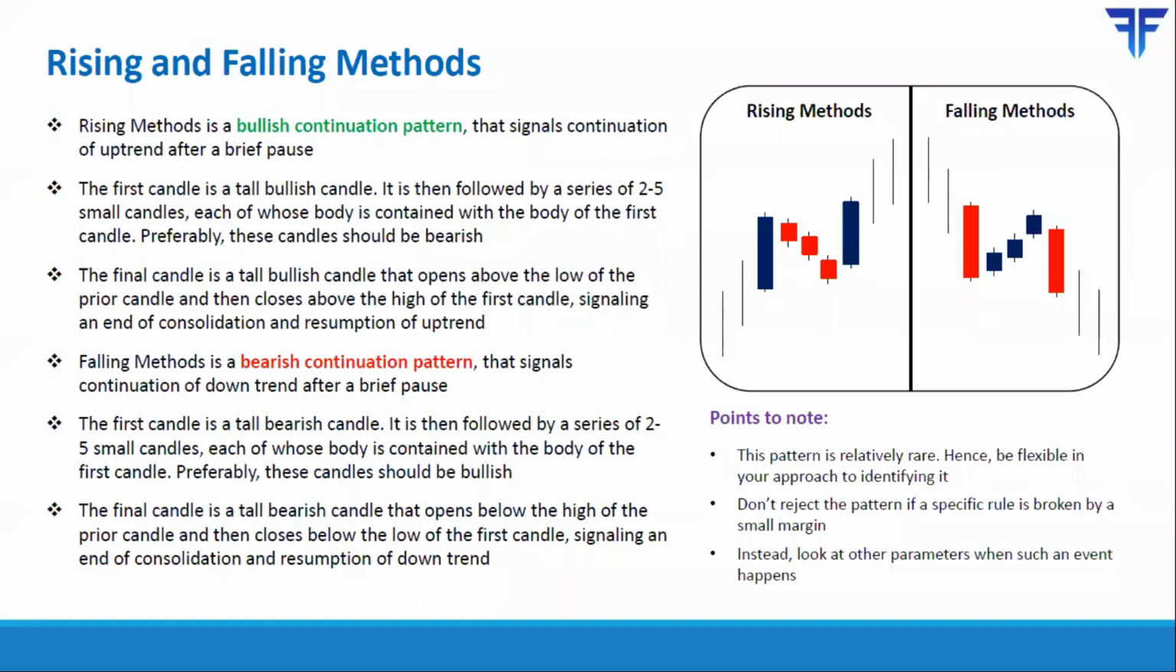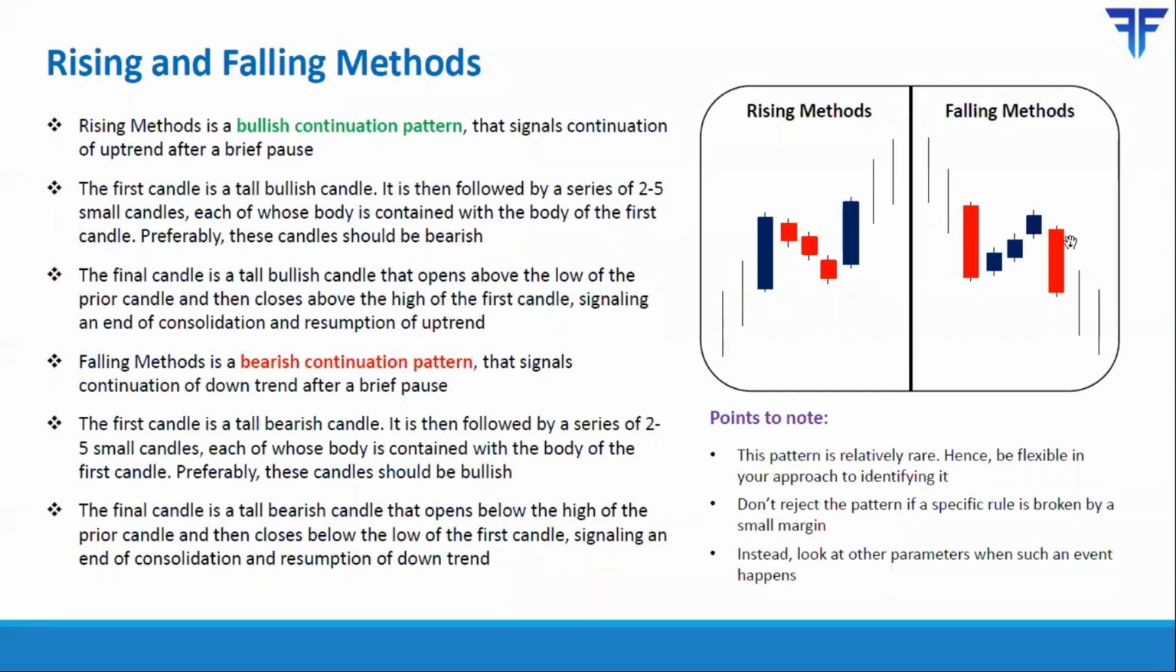Now the opposite of this is something that is called falling methods. Falling methods is a bearish continuation pattern which appears during a downtrend. The first of the several candles of this pattern is a tall bearish candle which has a tall bearish body. It tells you that the selling pressure is very strong at the time of the completion of the first candle. This is then accompanied by anywhere between 2 to 6 consolidation candles, each of whose real body must be within the range of the real body of the first candle.